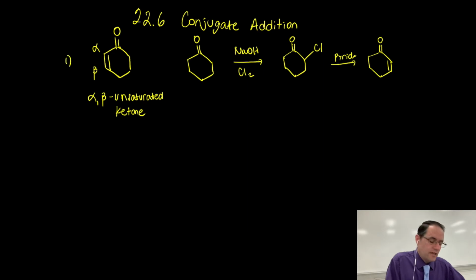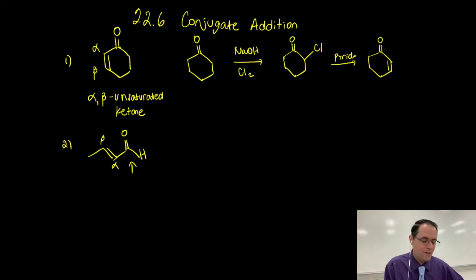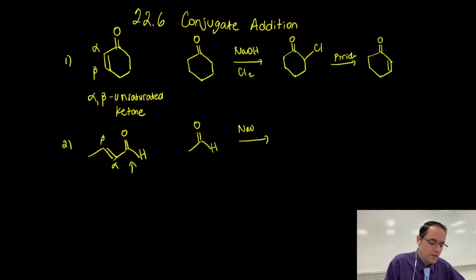The aldol reaction is another way to make alpha beta unsaturated aldehydes. Now, an alpha beta unsaturated aldehyde might look like this. So there's the aldehyde functional group at the end, and we have a double bond between the alpha and the beta positions. So this can be made with acetaldehyde, and we can add sodium hydroxide and heat to give us the product there.